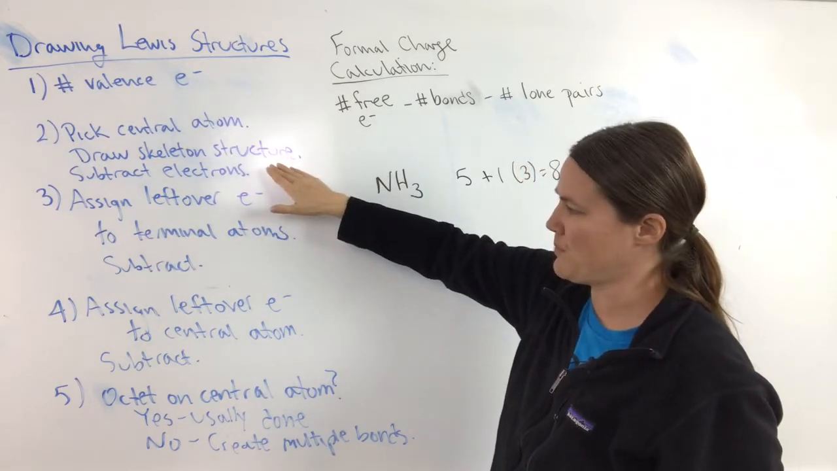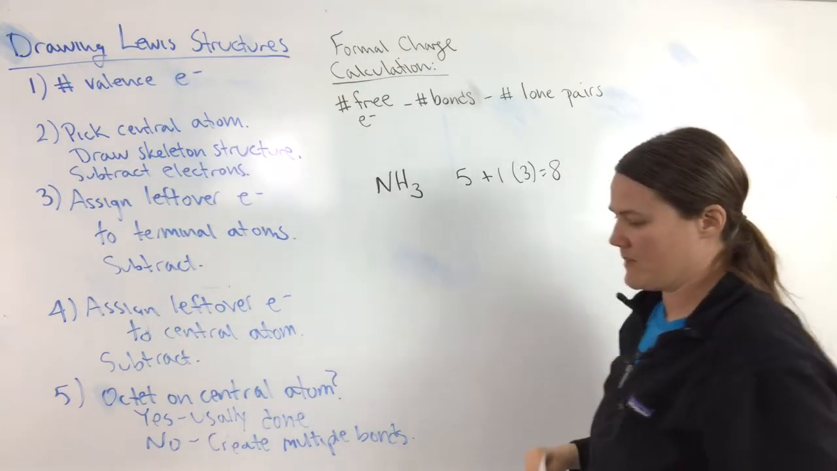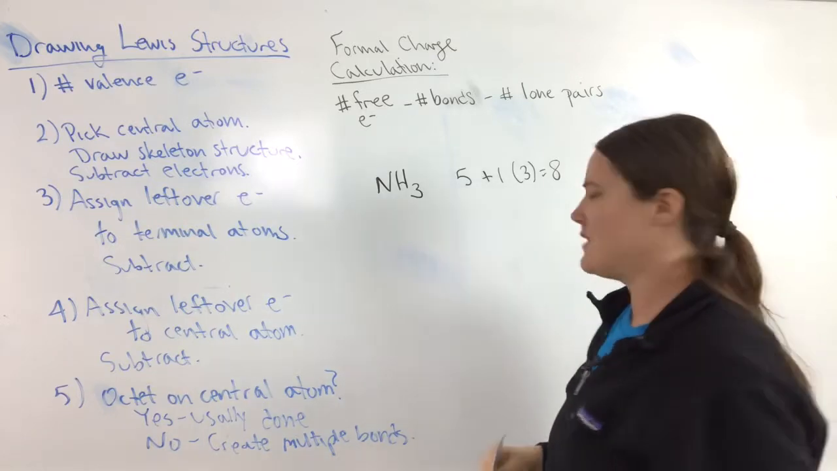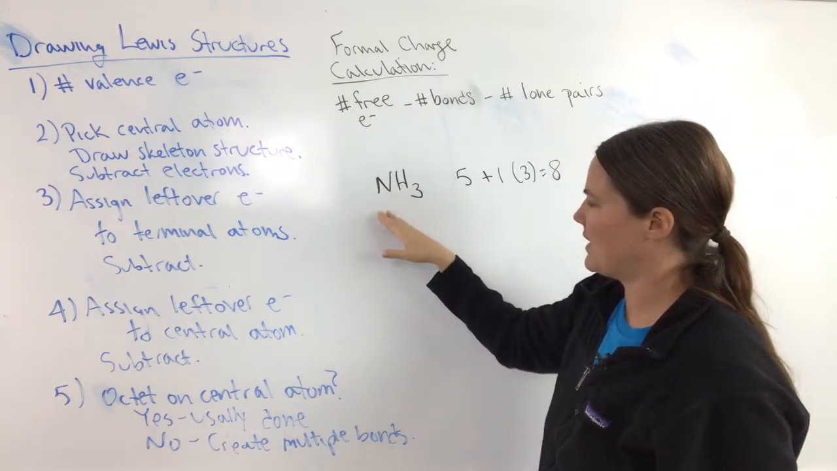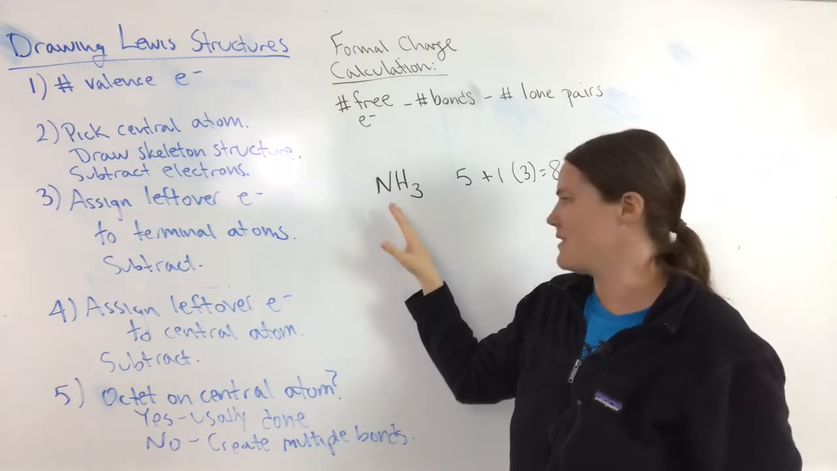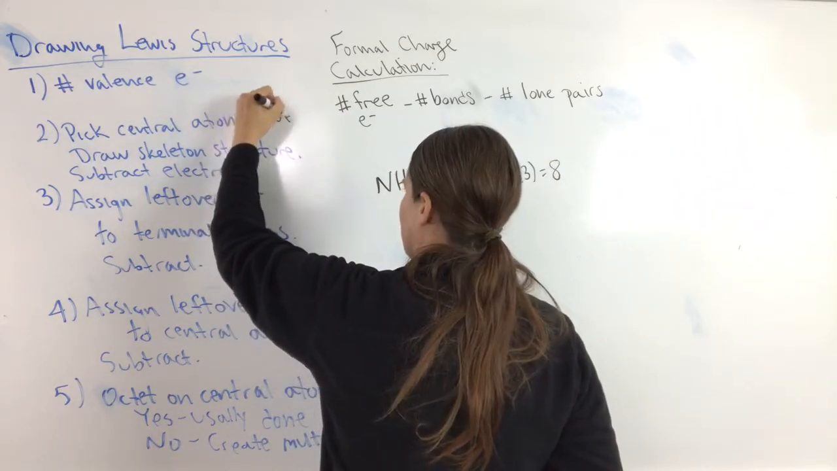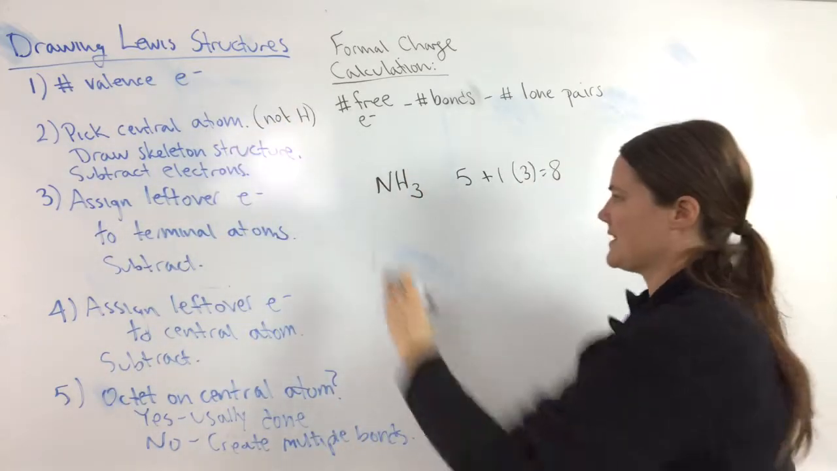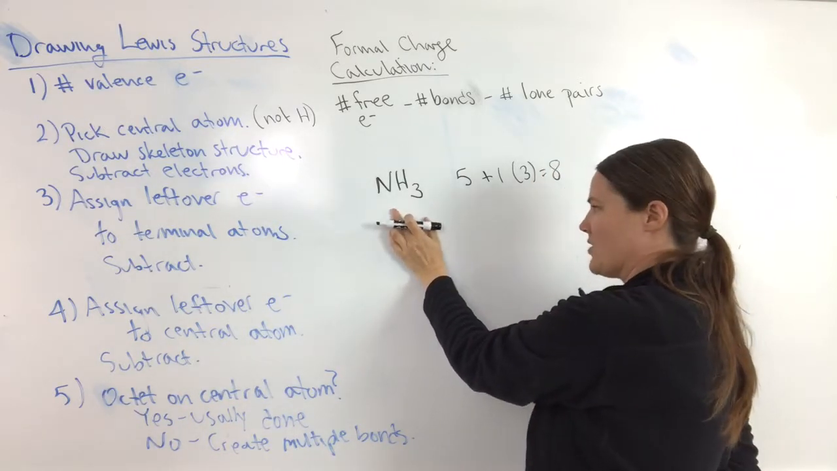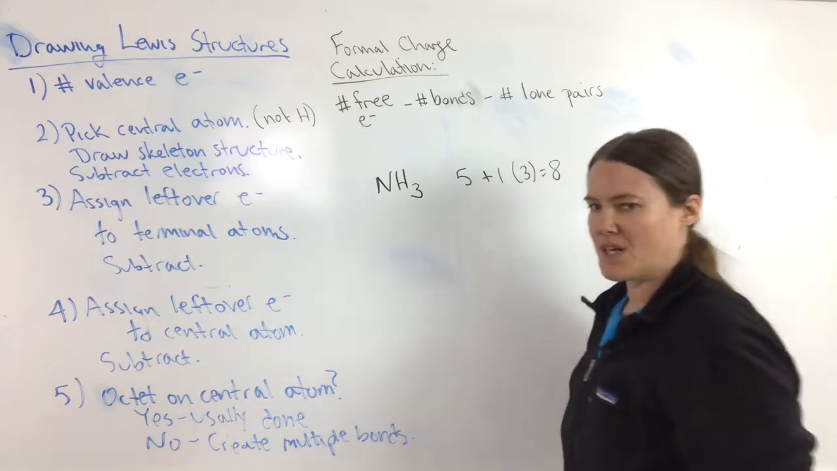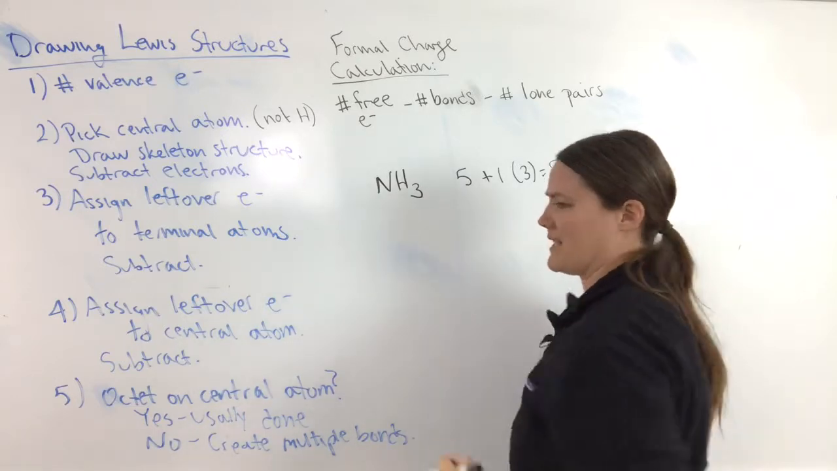The next thing we want to do is pick our central atom. You want your central atom to be the least electronegative atom in the molecule. But with that said, hydrogen can't ever be a central atom, so I'm going to add "not hydrogen" to this rule. Hydrogen is actually less electronegative than nitrogen, but we can't pick hydrogen for our central atom. So there's really only one choice in this molecule for our central atom, and that's nitrogen.